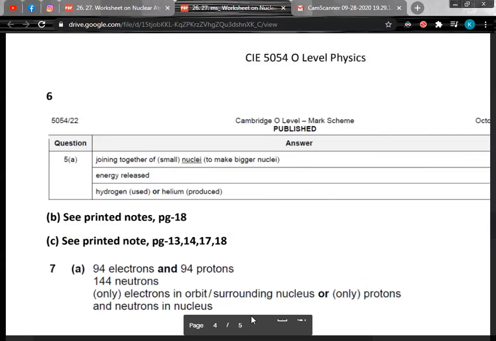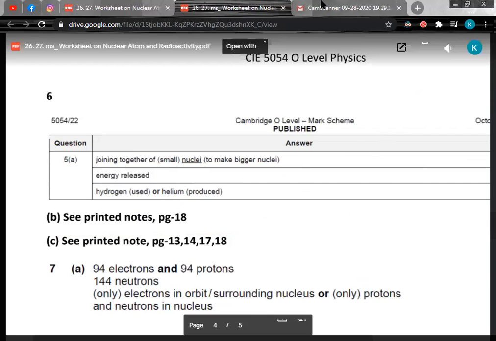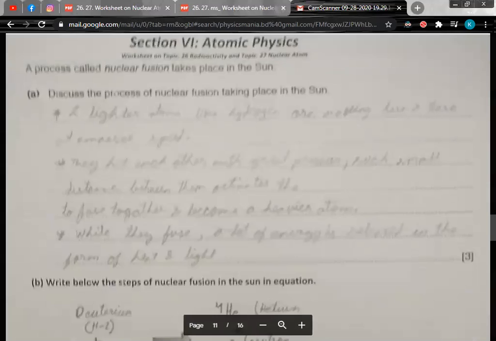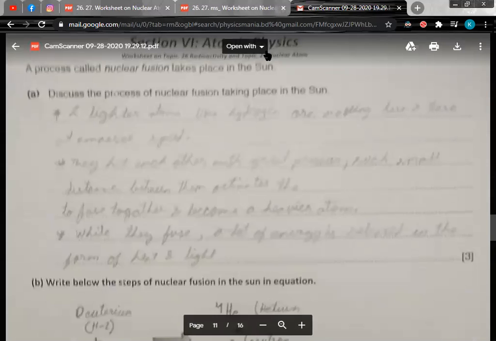Yes, sir. So see what is written here: joining together of small nuclei to make bigger nuclei, energy released, hydrogen used, or helium produced. So your idea came over there. All this idea came over there.